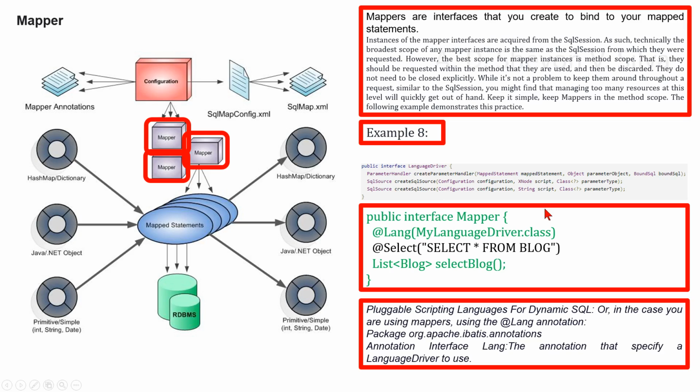Once you have a custom language driver, you can set it to be the default by configuring it in the mybatis-config.xml file. Instead of changing the default, you can specify the language for any specific statement by adding the lang attribute as well, or, in the case you are using mappers, using the @Lang annotation. Note: you can use Apache Velocity as your dynamic language. Have a look at the MyBatis-Velocity project for the details.